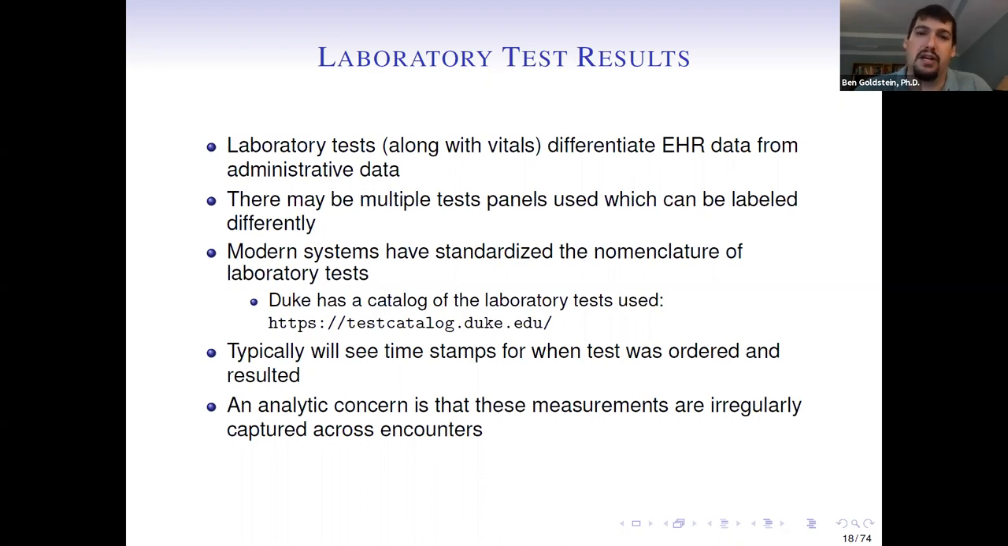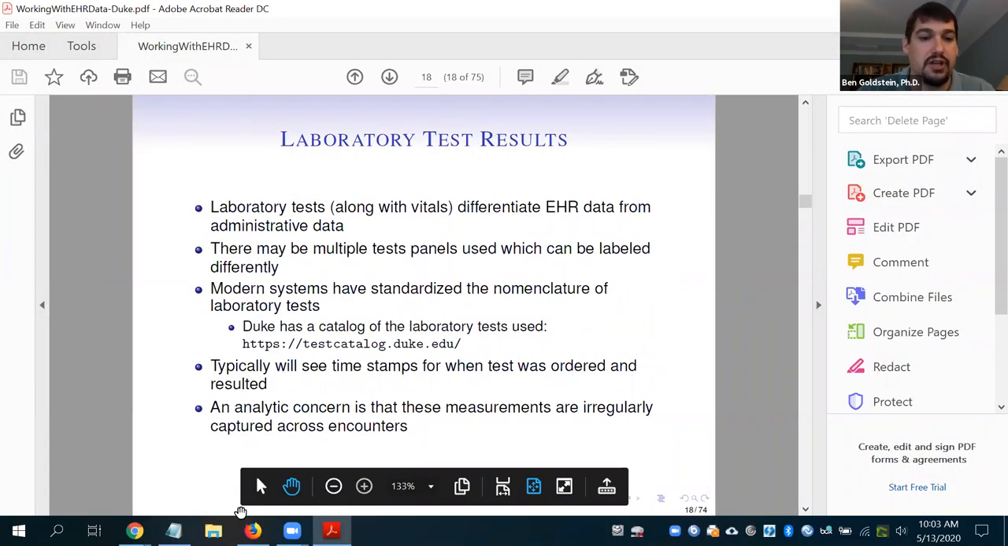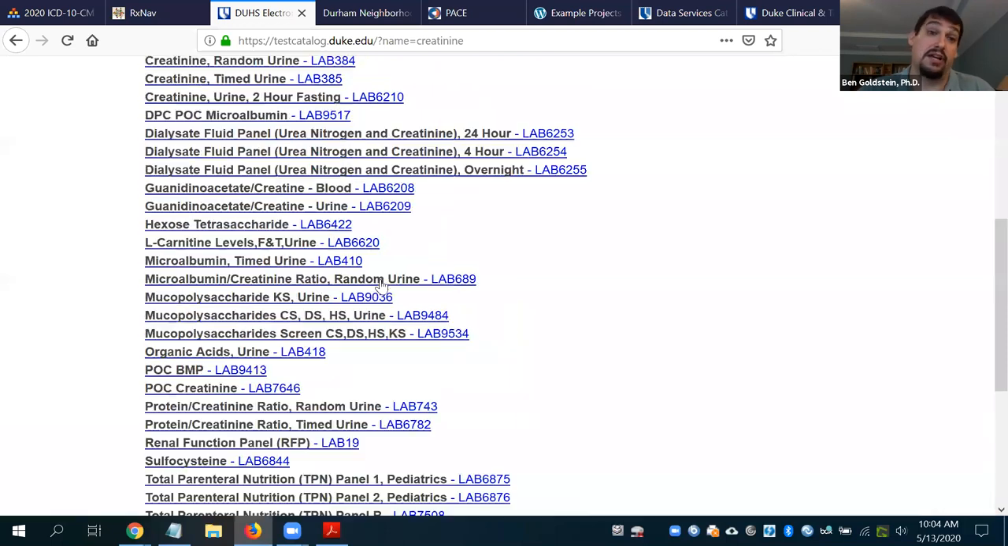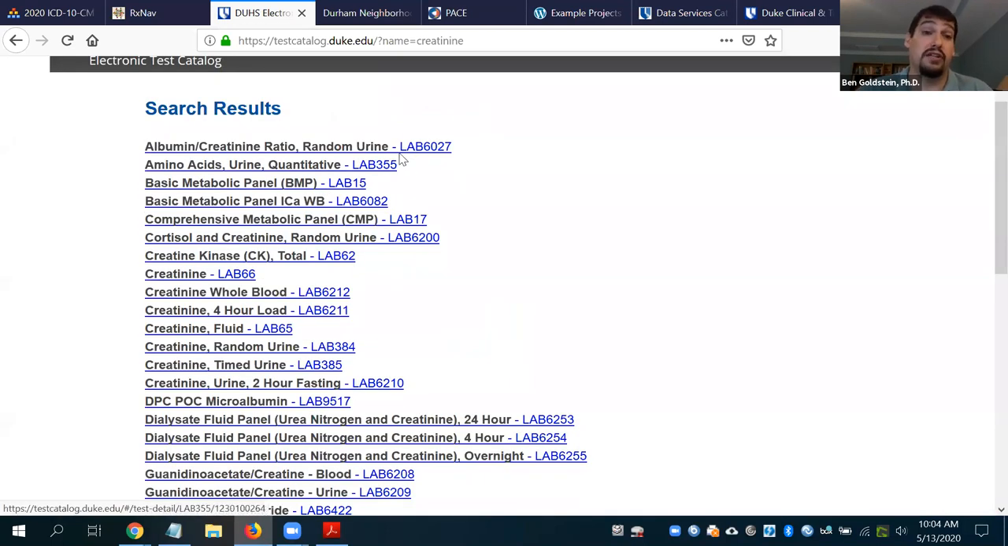As we think about these data, it's important to note that there may be multiple test panels used, which can be labeled differently. Modern systems have standardized nomenclature of laboratory test results. Duke itself has a catalog of the laboratory tests that are used. This is found at testcatalog.duke.edu. And if you did a search, for example, for creatinine, which is a typical lab test to look for kidney function, what's nice is we have these lab codes, so you can look for any of these lab codes.